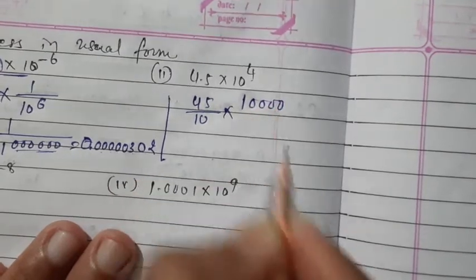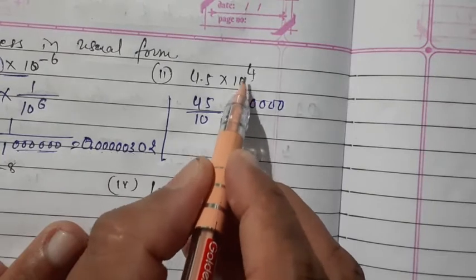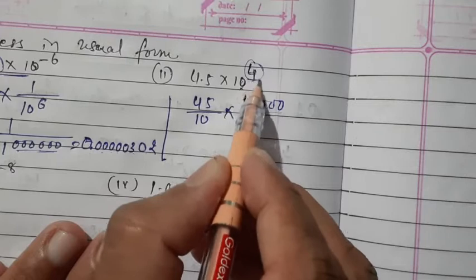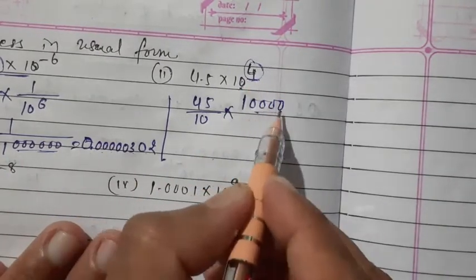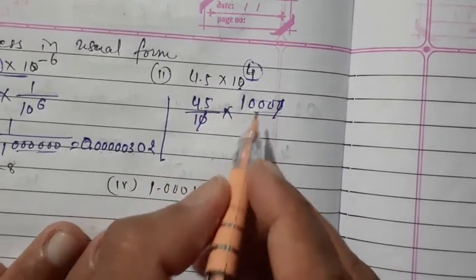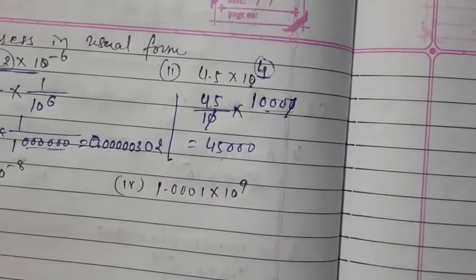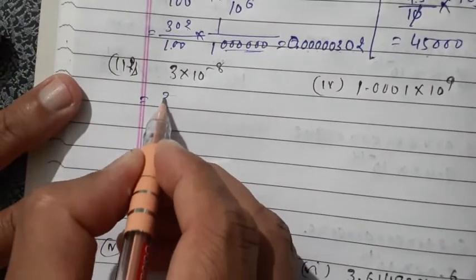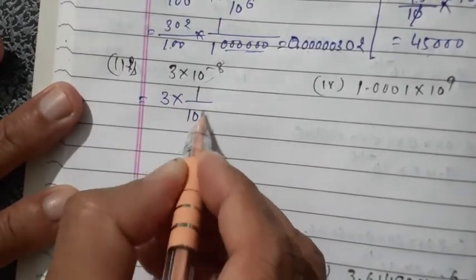Same here, second number, look, 4.5 means 45 upon 10 into 10 raised to 4, means after 1 we just write 4 zeros. Don't count this one. The number of zeros that come is the same as the power. 4 is the power, means 4 zeros come, 1 zero and 1 zero cut. So 45 into 1000, our answer is 45,000.